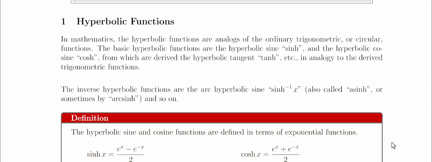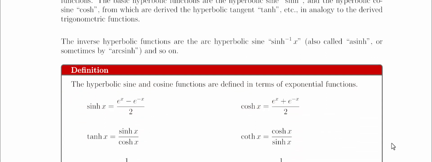Now let's begin with the definition of the hyperbolic sine. Here we have the sinh of x defined as e to the x minus e to the negative x divided by 2. In contrast, the hyperbolic cosine, cosh, is defined as e to the x plus e to the negative x divided by 2.